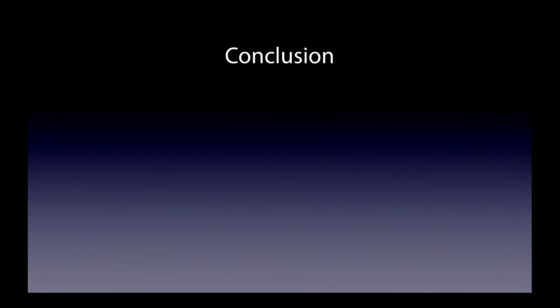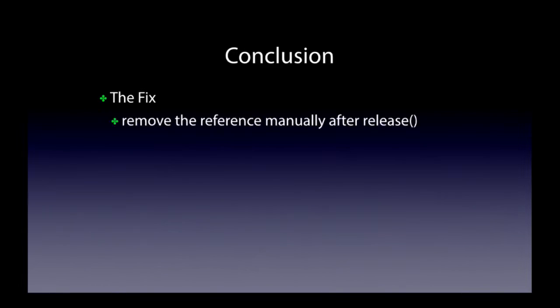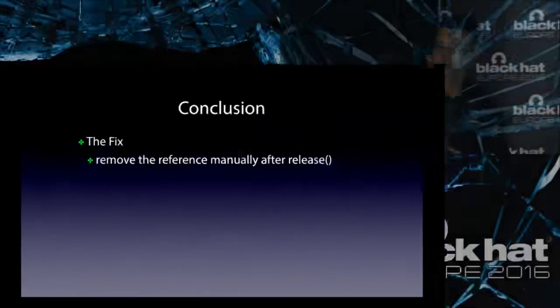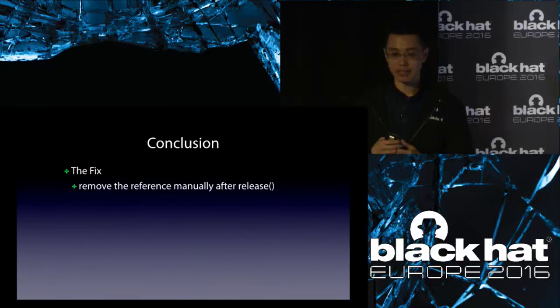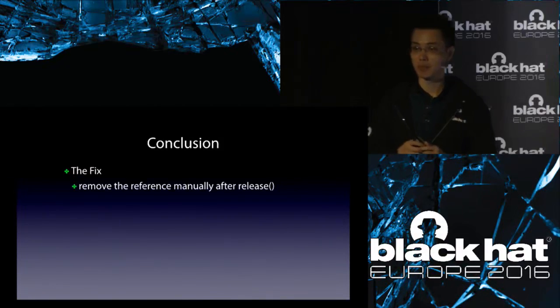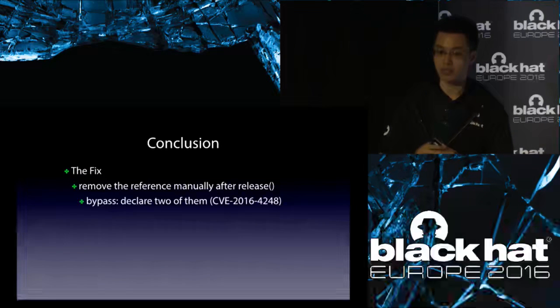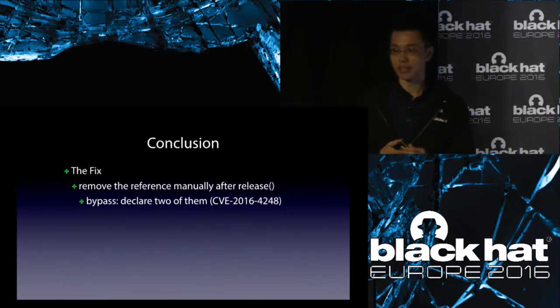So for the conclusion part, first about the fix. After reporting this issue to Adobe, their fix is to manually remove the reference pointer from the ActionScript level, which is used to invoke release. And when I say manually, it means that this fix can be bypassed. So there goes another vulnerability, CVE-2016-4048.